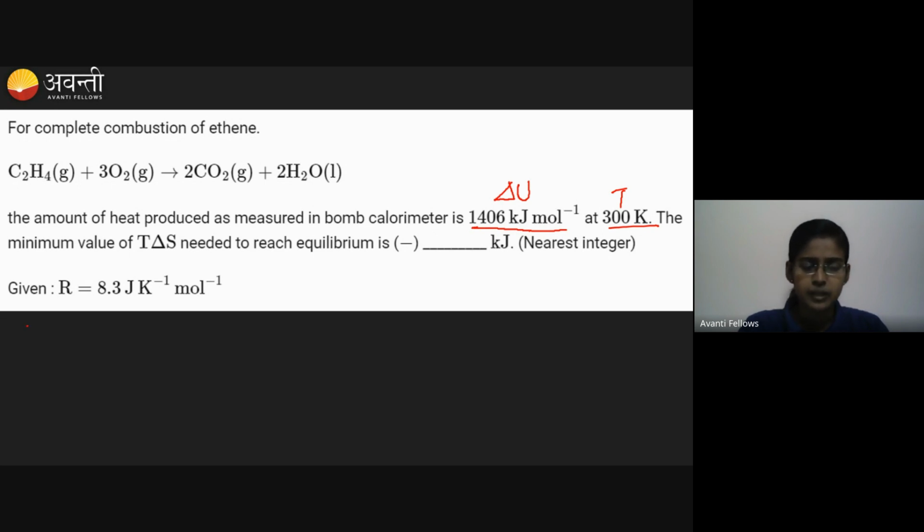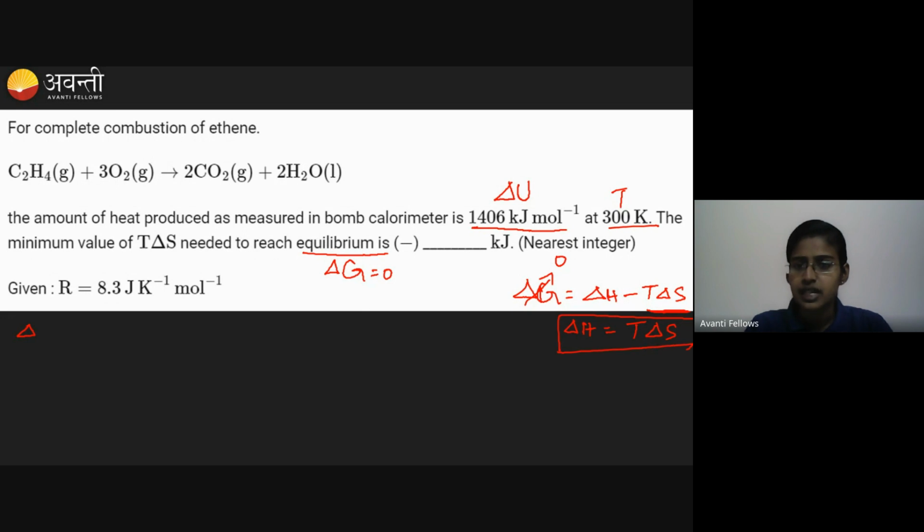We can use this relation. We know that delta G is equal to delta H minus T delta S. So this is the relation we know, and in this relation we have this T delta S term. Clear? Now the question says T delta S needed to reach equilibrium. For an equilibrium process, delta G will be equal to 0. And if delta G goes to 0, delta H is equal to T delta S, right? If we find out this delta H, then it is equal to T delta S. The answer is arrived at from that.